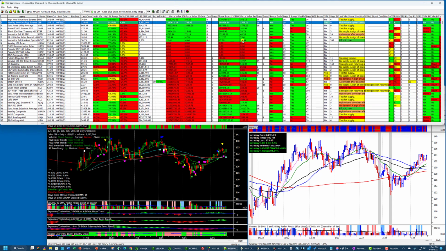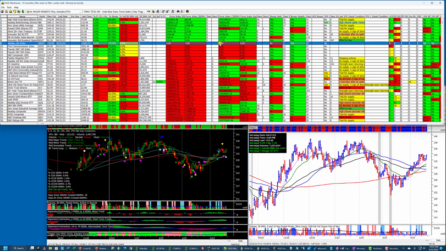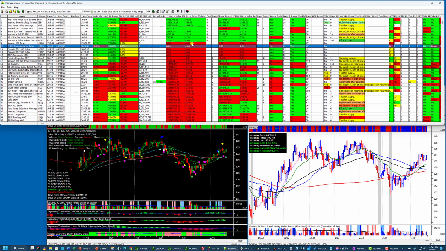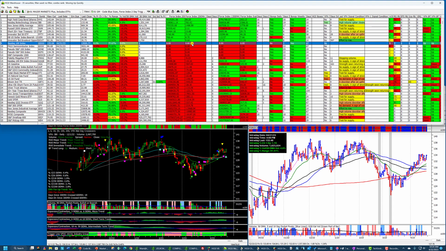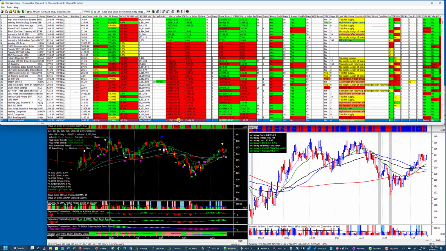So my point is with these indexes, just remove the filter and then you can see which of the indexes are bullish and which ones are bearish based upon the Force 2 and 13-day force indexes. Now when there's zeros in here, it means there's no volume associated with that index. So just ignore those with zero.